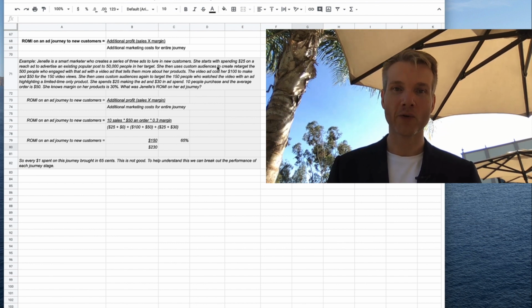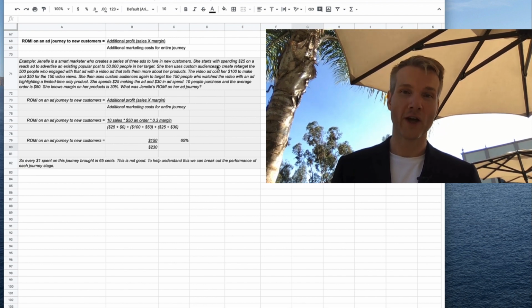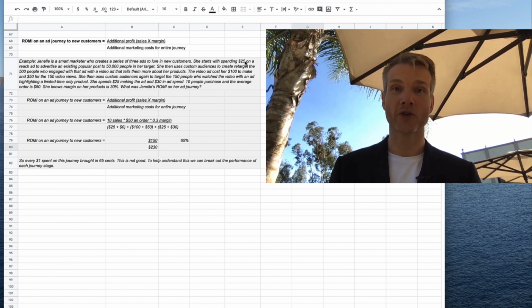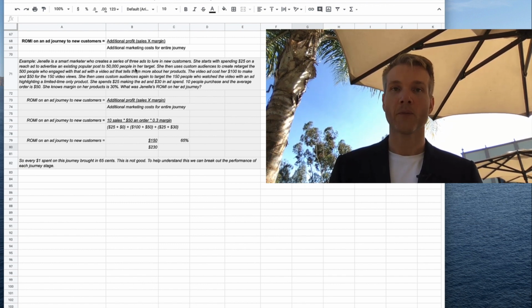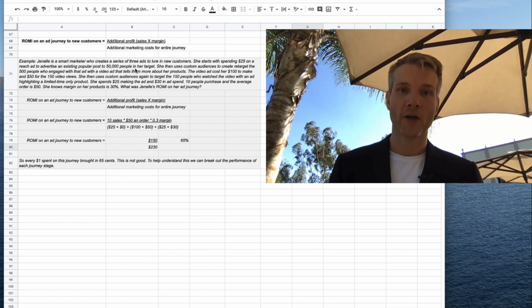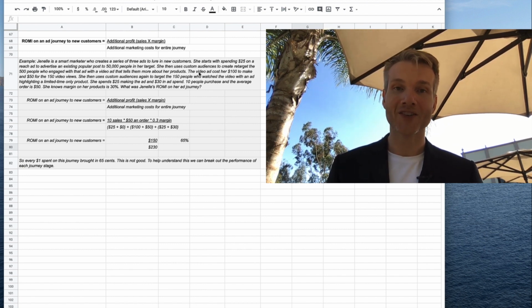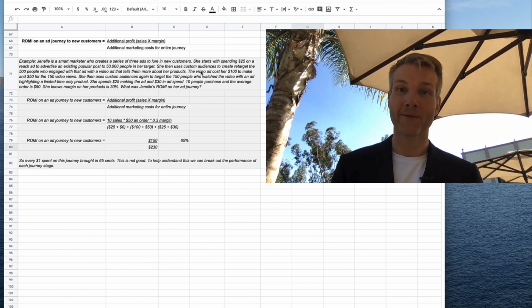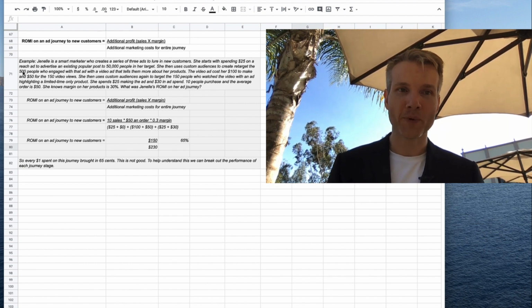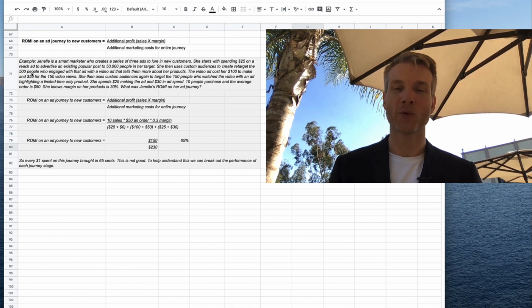She has an initial ad, which she's probably setting up as a reach ad, where she's spending $25 to target an existing really successful post to 50,000 people. So a lot of people are going to see this first post. She's then going to use custom audiences to retarget those people who engage with that first ad. So there's 500 people in this case who've engaged with that first ad.